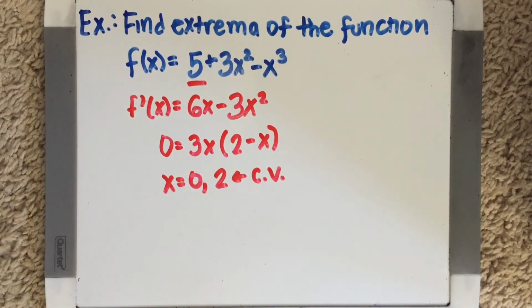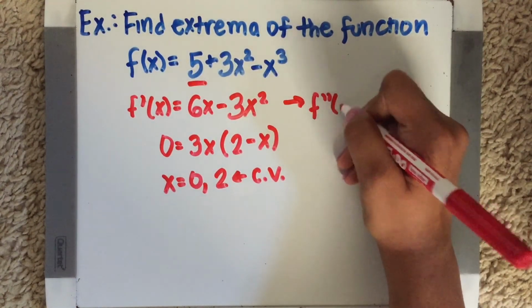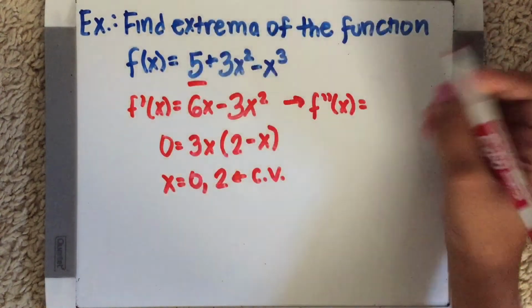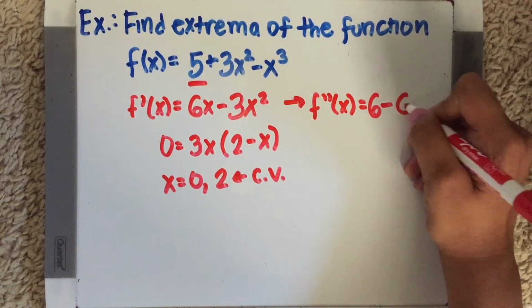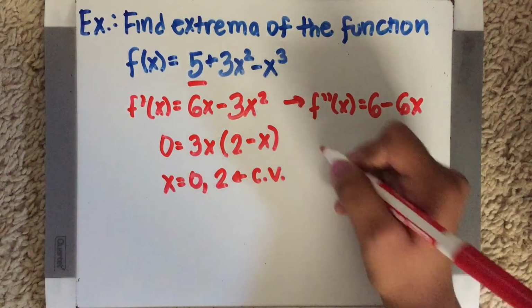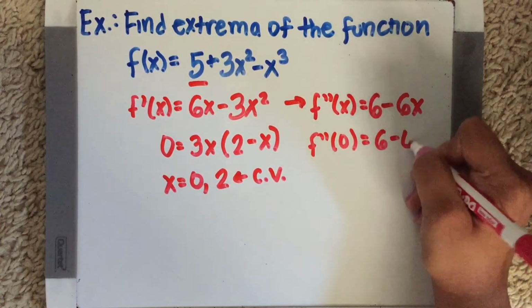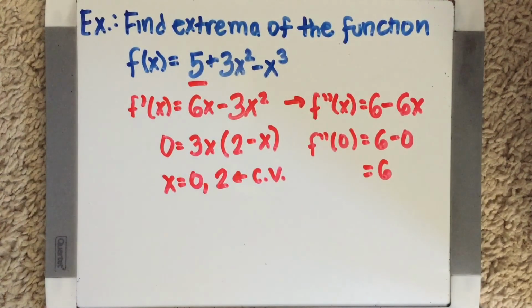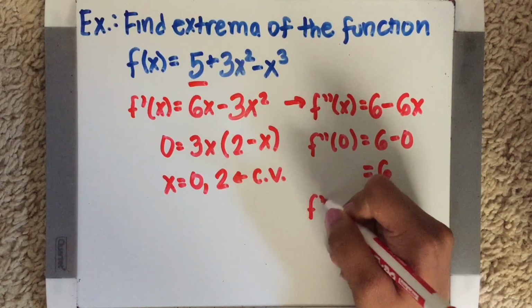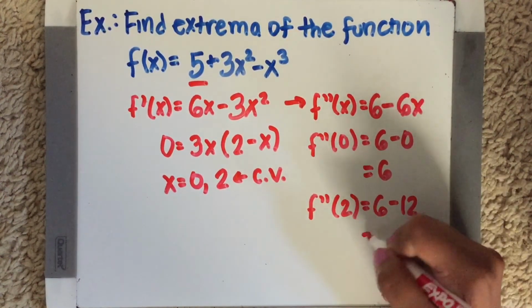So to do that, we must take the second derivative. So all we have to do is take the derivative again of the f prime of x function. In this case, f double prime of x is equal to simply 6 minus 6x. So let's plug that into both x equals 0 and x equals 2. F double prime at 0 is equal to 6 minus 0 equals 6, while f double prime at 2 is equal to 6 minus 12, which makes it negative 6.